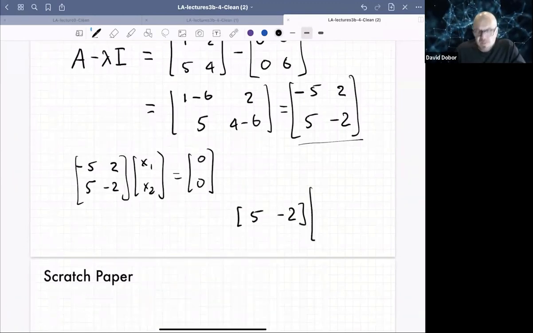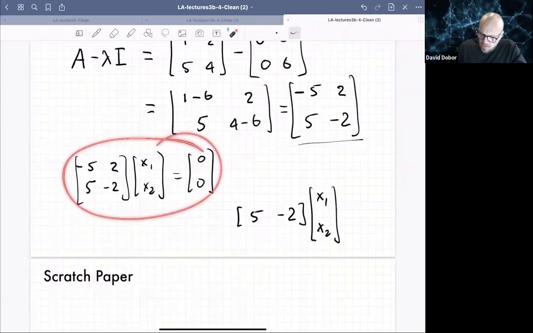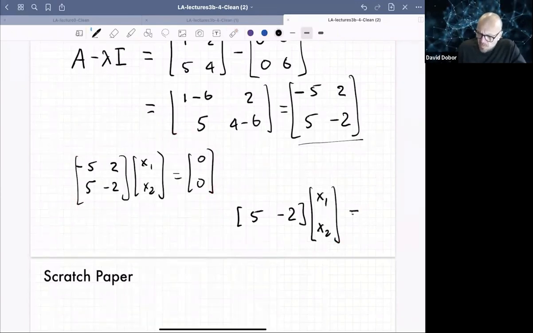Let me write down just that row 2 that you suggested. Here I have 2 equations, but I'm writing down a single equation that equals 0. And that one has a non-trivial solution, because that's the way lambda equals 6 was selected. I better have a non-trivial solution. And of course I do.